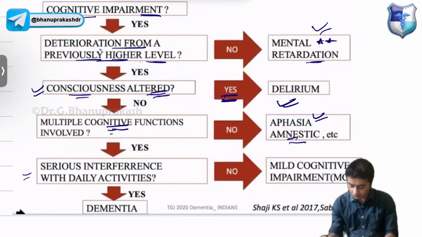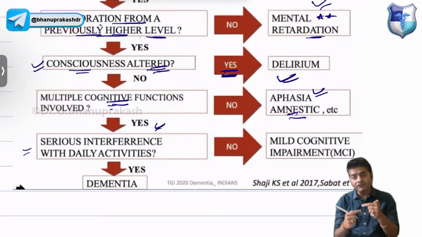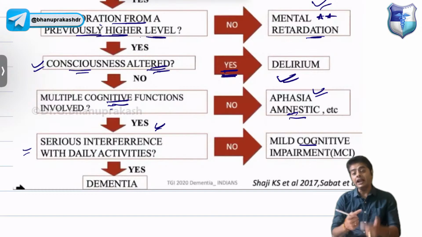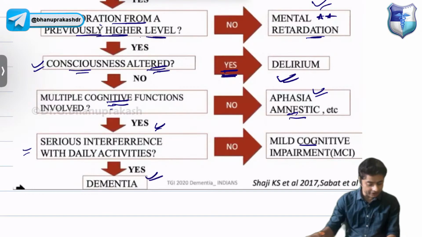But if multiple cognitive functions are involved, then you will move further, and then you will check whether these cognitive functions are affecting daily activities or not. If they are not affecting daily activities, then it is MCI, and if they are affecting daily activities, then it is dementia.